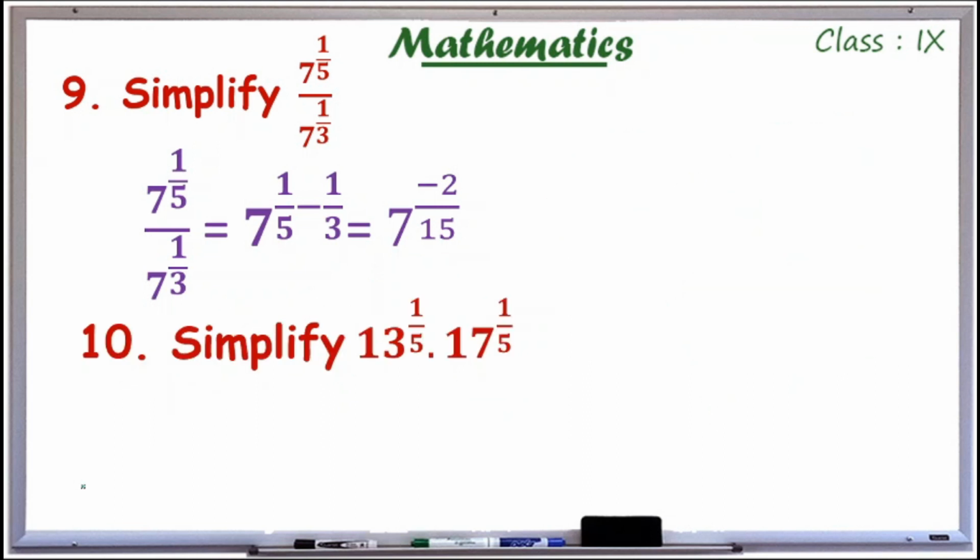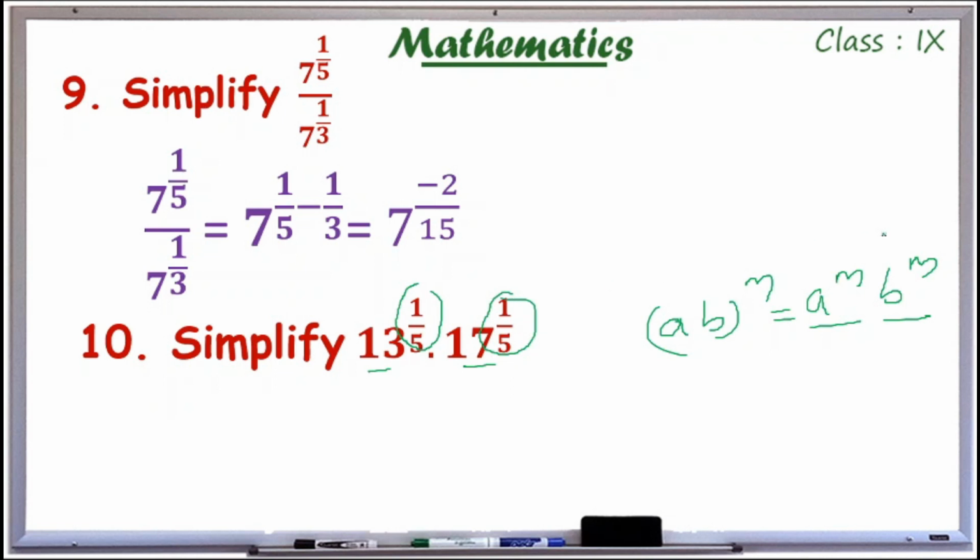Okay, there is one more question. 13 raised to 1 by 5 and 17 raised to 1 by 5. So here 13 and 17 are different. ab all raised to m is equal to a raised to m into b raised to m. It is of the form a raised to m, b raised to m. The powers are same. So a raised to m into b raised to m is equal to a into b all raised to m. So 13 into 17 all raised to 1 by 5.